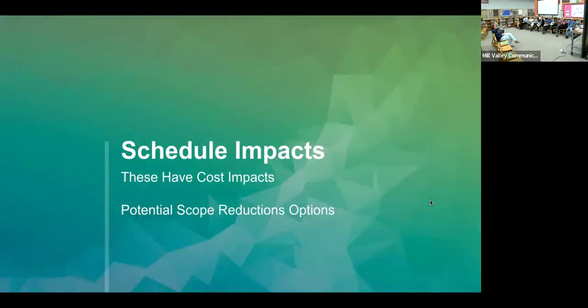So we have had some schedule impacts that have cost impacts. You've heard all about those today. We also are in the process of, the district is in the process of updating some of the demographic projections for the site, but we're going to go through a little bit of that preliminary information.